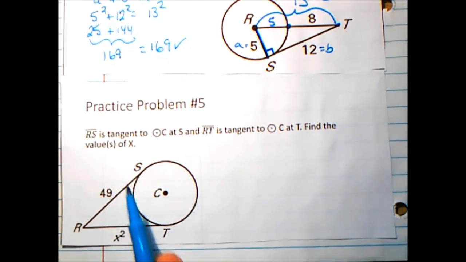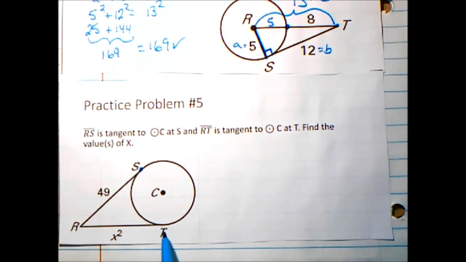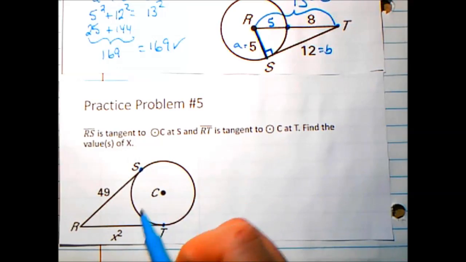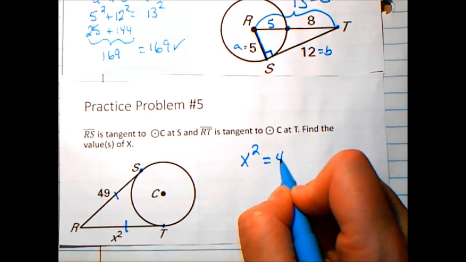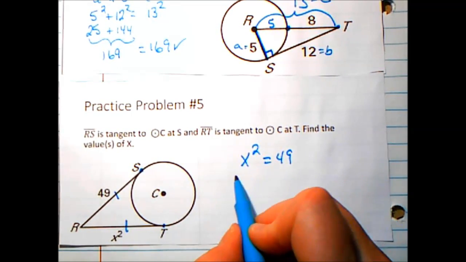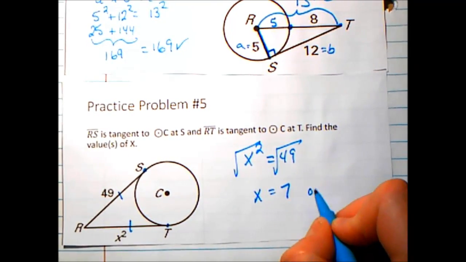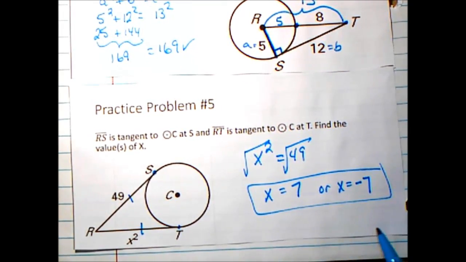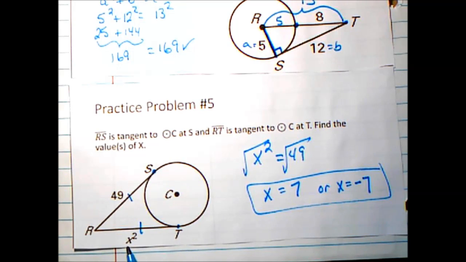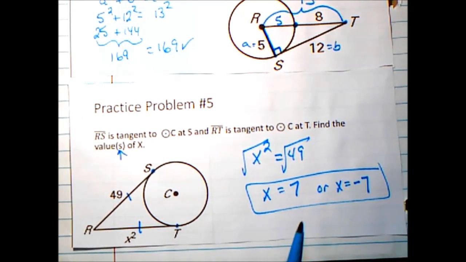On number 5, it says RS is tangent to the circle at point S. RT is tangent at point T. Find those values, which means these two are equal. So I'm going to put x squared equal to 49. The only way to get rid of a square is to take the square root, and that means x is 7. Or realize x could also be negative 7. So there are actually two answers on this, because when I plug 7 or negative 7 in for RT and square it, I will get 49. That's why there's an S right there. There is a possibility of two answers.